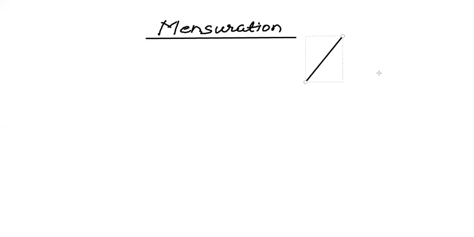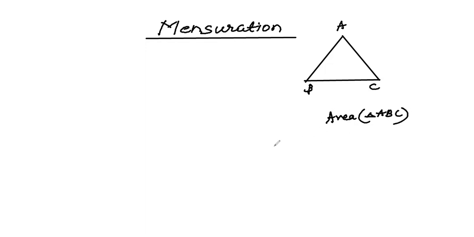Suppose there is a triangle here, children. This is a triangle, okay? And I want the area of this triangle ABC. So we write area, and inside the bracket, triangle ABC, in short like this. This is the area of triangle ABC. So area of triangle ABC is nothing but a number which will tell me how much surface is inside this triangle ABC.